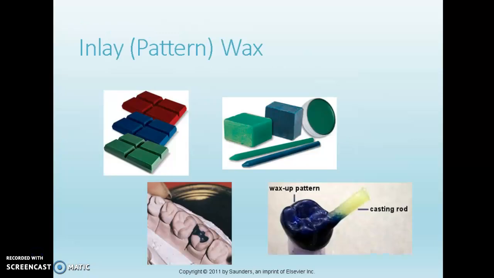So here are a couple pictures of pattern or inlay wax. Here we have some blocks that would be easy to kind of chip away. Here are just some solid blocks. Here is a tin full of the wax, and here are the sticks. This is a die with an inlay that is being created and fabricated in this tooth model, and here is a full crown that has been waxed up. It's the wax pattern, and we have this casting rod or sprue that is here to push the metal into the burnout when this wax is lost, and we'll look at that in a little while.